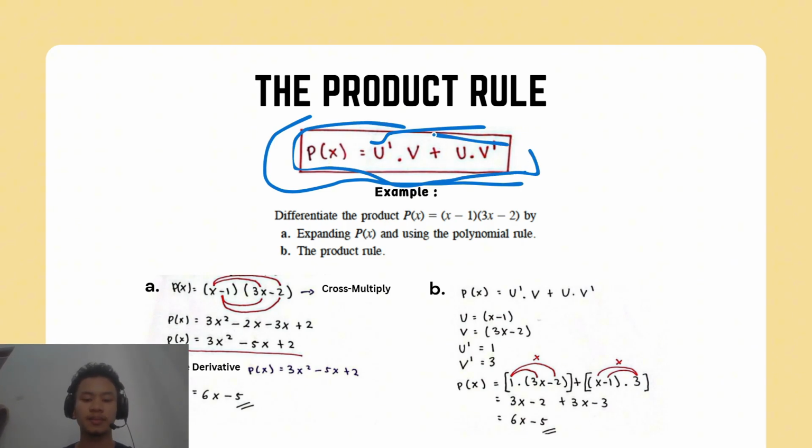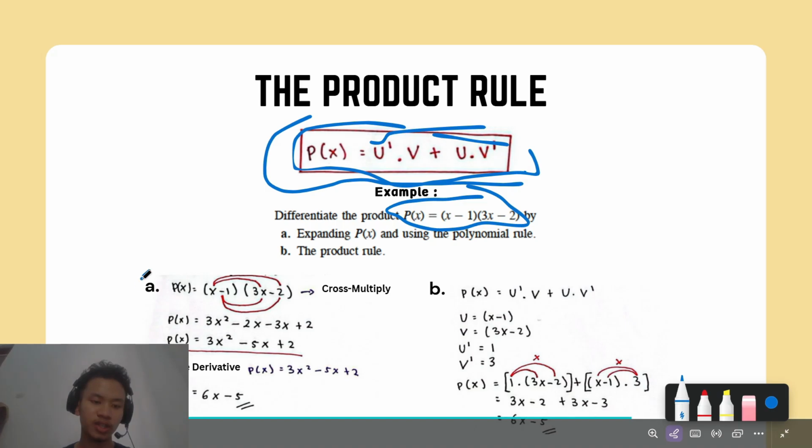Okay, let's differentiate the product. In this example, differentiate the product P(x) equals (x minus 1)(3x minus 2). For question A, expand P(x) and use the polynomial rule. For question B, use the product rule. Okay, let's do question A first.